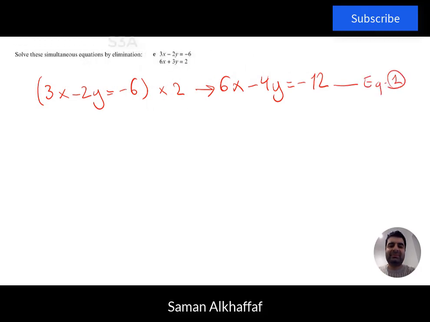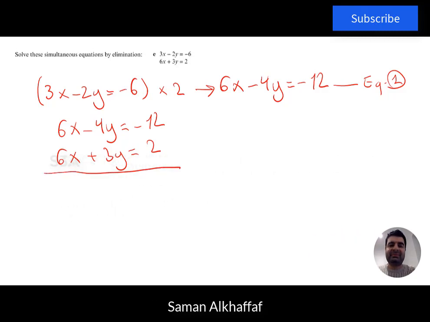Now what we will do is try to subtract equation 2 from this equation 1. So that would give us 6x minus 4y equal minus 12, and we would have also 6x plus 3y equal 2. So now we will try to simplify the expression. If we take away 6x from the second equation, that means all the signs for the second equation will change.